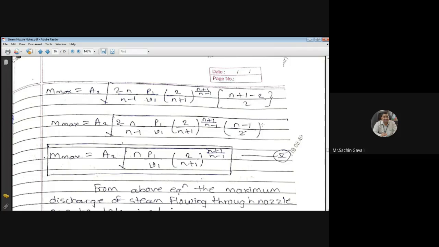तर हे 2 आणि n-1 दोन्ही पण गेट कॅन्सल. इथला 2 आणि n-1, n-1 अपॉन 2 गेट कॅन्सल. Therefore m max, the maximum mass flow through the nozzle, is given by A2 into square root of n into P1 upon V1 into bracket 2 upon n+1 raised to n+1 divided by n-1. Understood? आणि रिटर्न राईट y and over.